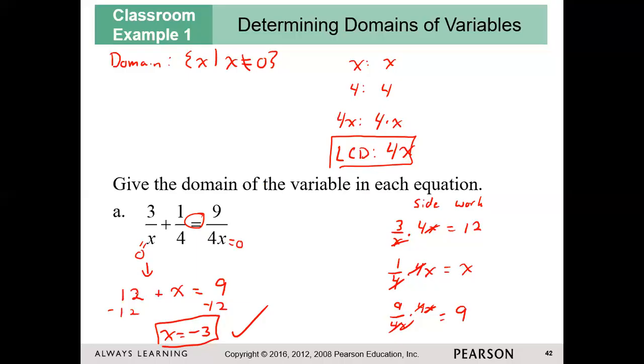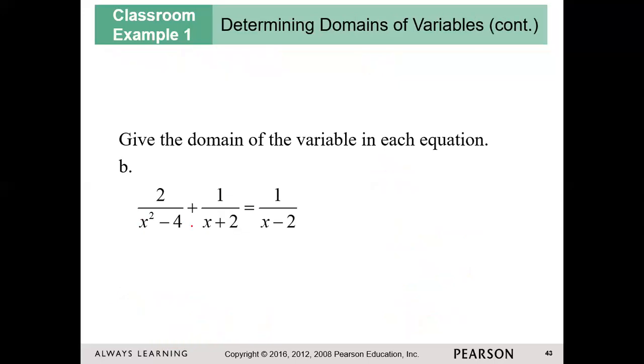All right, and it was beautiful because it gave us this 12 plus x equals 9, which is a much nicer equation than what we started with.